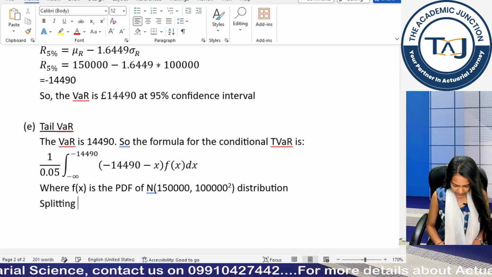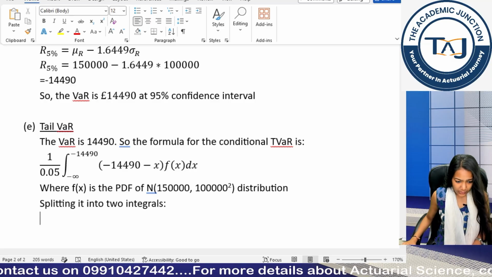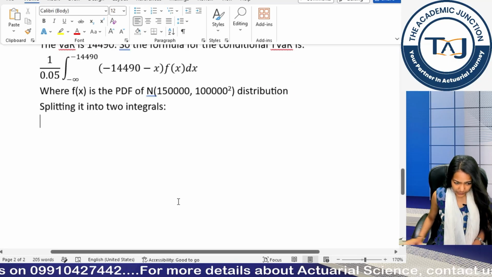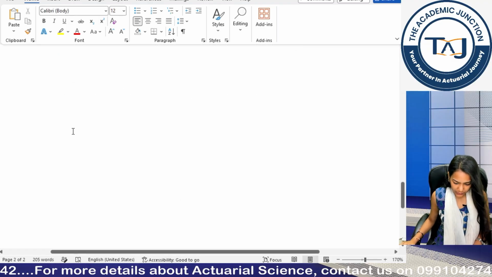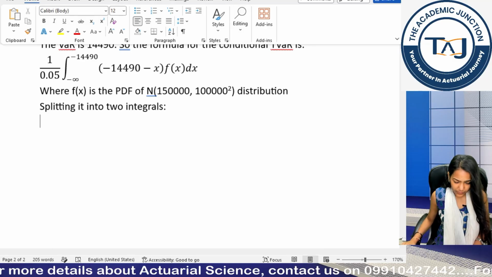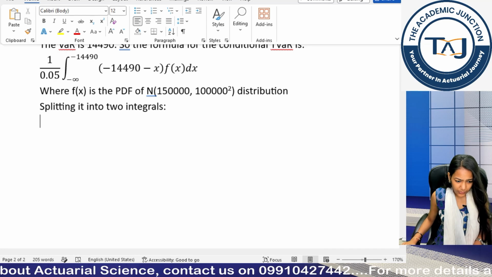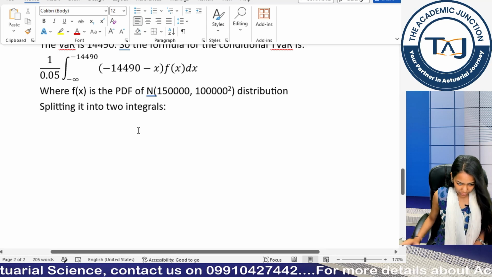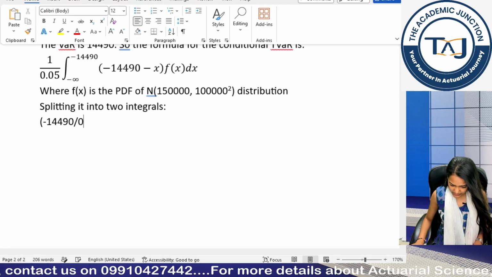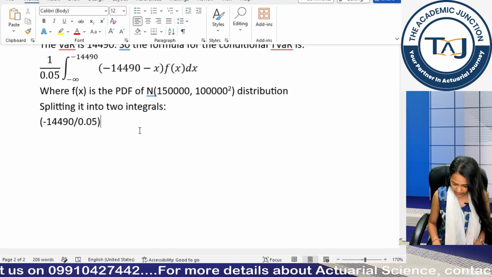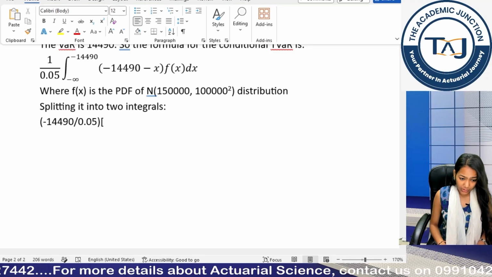Now let's solve it by splitting it into two integrals. So what we will get is, let me do it via normal sign this time, okay. Okay, let's do it via normal equation this time. So what I will do is, I have minus 14490, this is divided by 0.05, okay. This is integration, basic integration, so you are going to do it yourself. I am just telling you how to type the equation, okay.